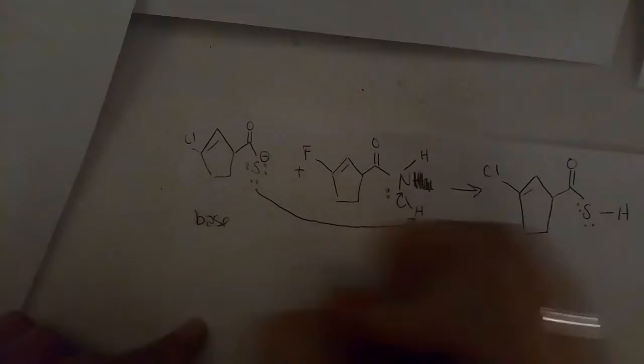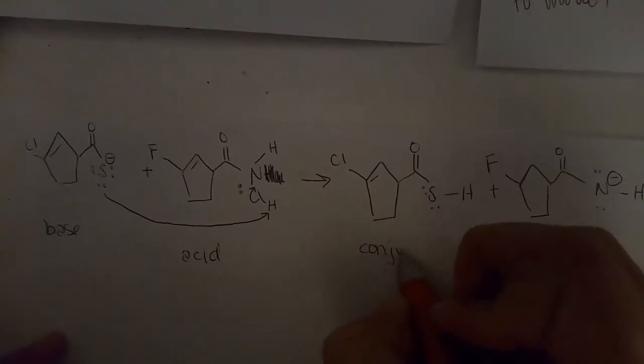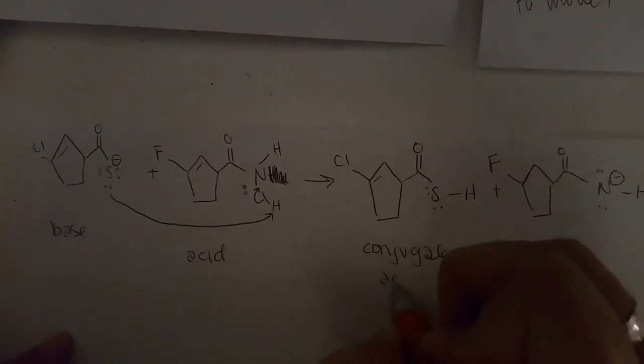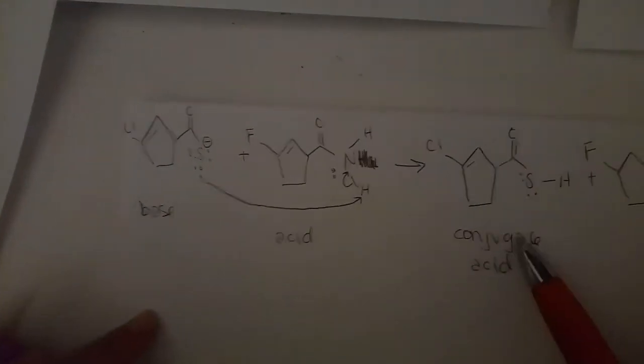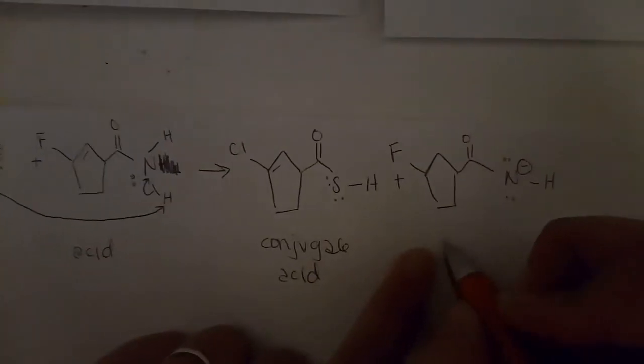And so we said that this was our base, this was our acid. So this one is going to be our conjugate acid, because it's whatever's opposite to the base. So if this is a base, this is a conjugate acid. And because this one's an acid, this one is a conjugate base.